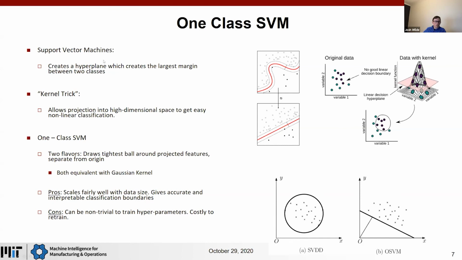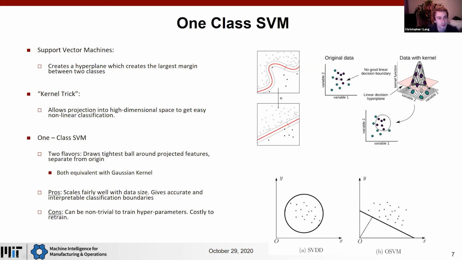One-class SVMs are an extension of the traditional support vector machines. Just to give a brief recap, support vector machines try to create a hyperplane which creates the largest margin between two different classes. The core of this is what's known as the kernel trick, which allows you to project features in your original feature space, for example our sensor values, into a higher dimensional space. When you do this, you can end up getting an actual linear separation between the two classes.